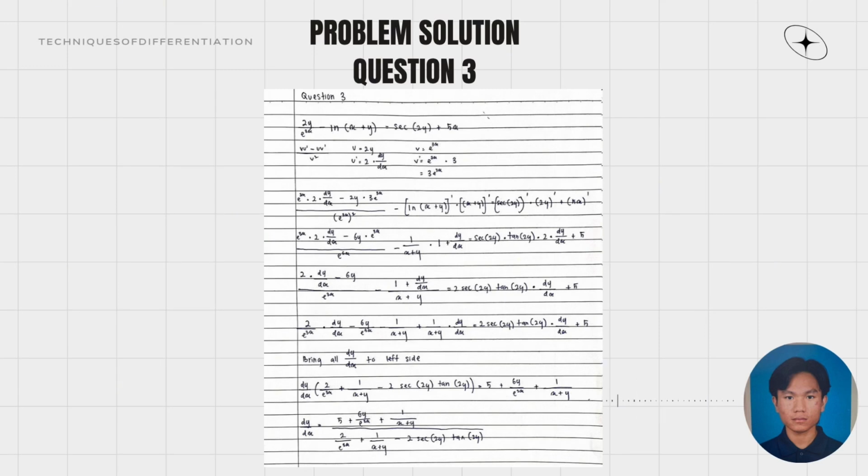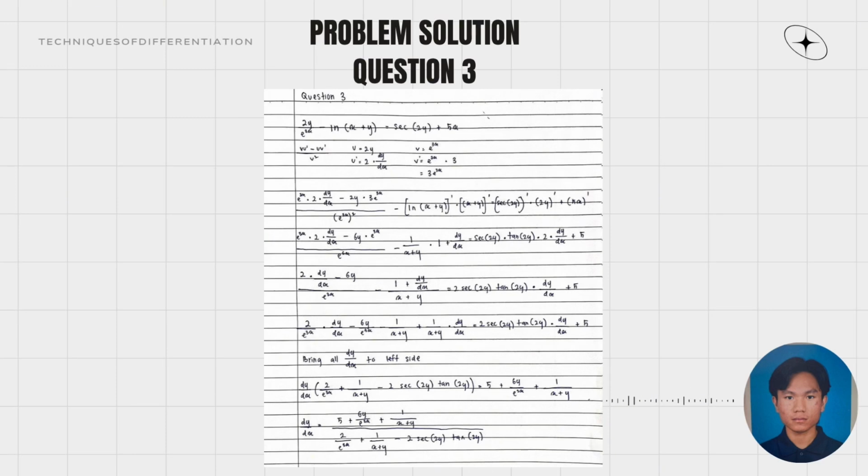Step 1. Differentiate the left-hand side. The left-hand side is a fraction, and it's a quotient. To differentiate it, we'll use the quotient rule, which states the derivative of u divided by v is equal to v times the derivative of u minus u times the derivative of v, all over v squared. In this case, u is 2y, and its derivative with respect to x is 2 times dy by dx. And v is e to the 3x, and its derivative is 3 times e to the 3x.